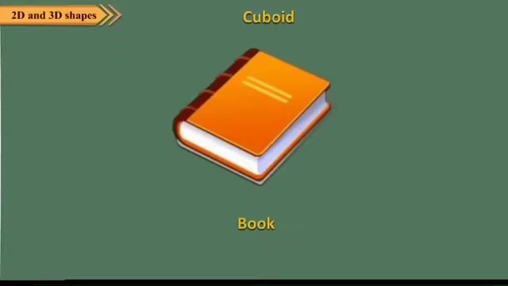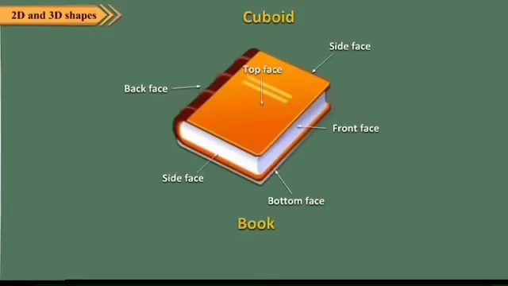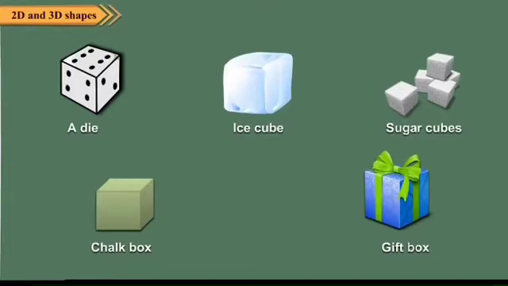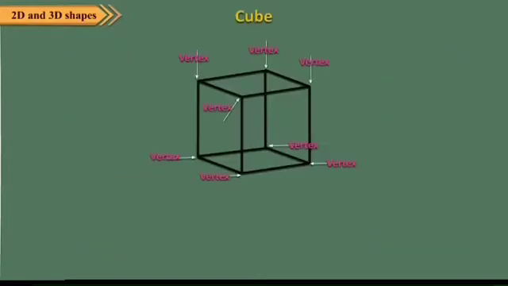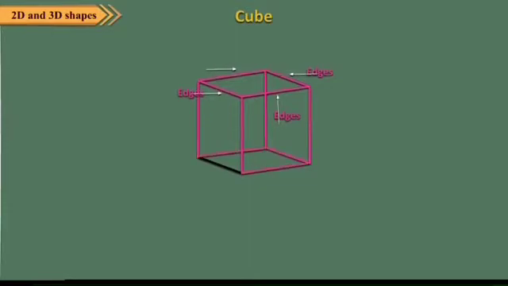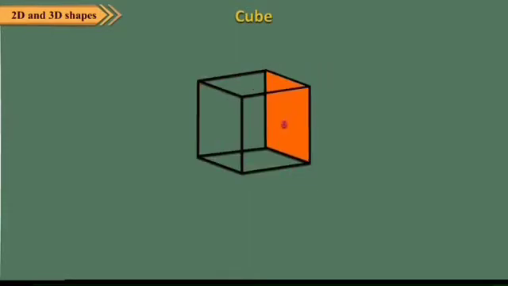Count the faces of your book. It has 6 faces. 1 front face, 1 back face, 1 top face, 1 bottom face and 2 side faces. Look at the shapes of objects shown here. All these objects have the shape of a cube. The die with which you play is a cube. A cube has 8 vertices, 12 edges and 6 faces.